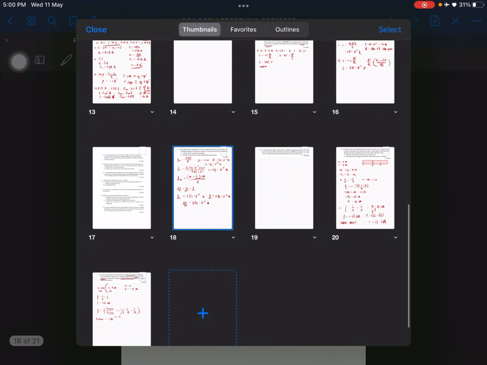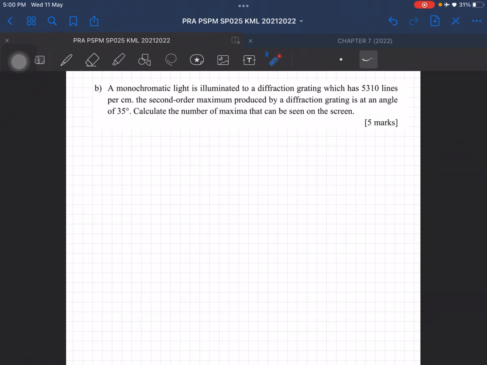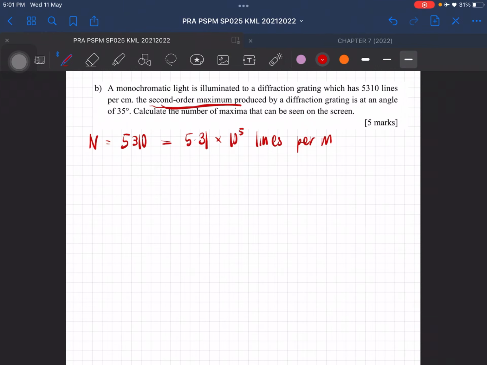Okay, now question B. So a monochromatic light is illuminated to a diffraction grating which has 5,310 lines per centimeter. That is the value of n, which is 5310 per centimeter. So we have to convert it into meter. 5.31 times 10 to the power 5 lines per meter. Now only it is per meter. Just now it was per centimeter. And then the second order maximum.